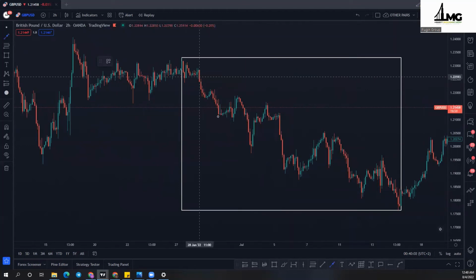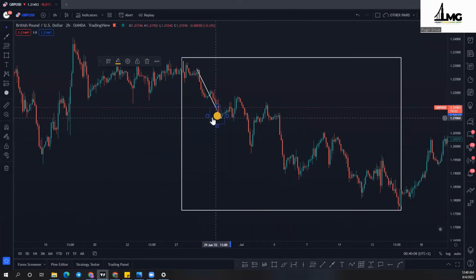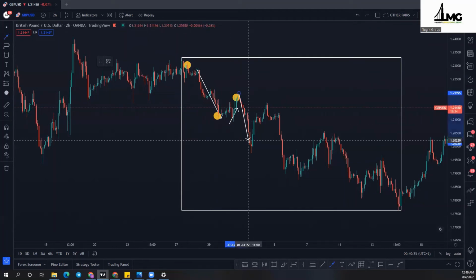We see a push to the downside, right? Price forms a clear low, and then from the clear low, price goes for a high. So we had a high here first of all, and then price goes for a low, and then price pushes up for another high, and then price pushes down for a swing, right?